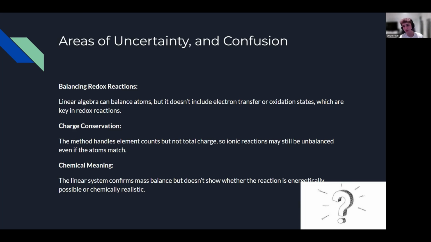And finally, chemical meaning. Even if the math gives us a balanced equation, it doesn't guarantee that the reaction actually happens or is chemically realistic. So overall, linear algebra gives us a powerful tool for balancing, but we still need the knowledge of chemistry to make sure it makes sense in the real world. All right, next slide.